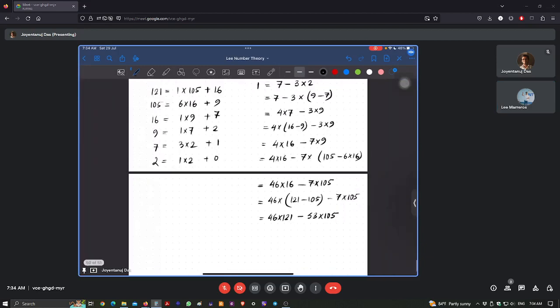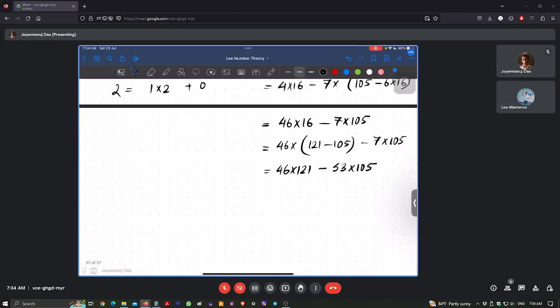So what is the one solution that we got? We had 105 times minus 53 plus 121 times 46 equals 1. So this is our x, this is our y. So one solution is minus 53 and 46.